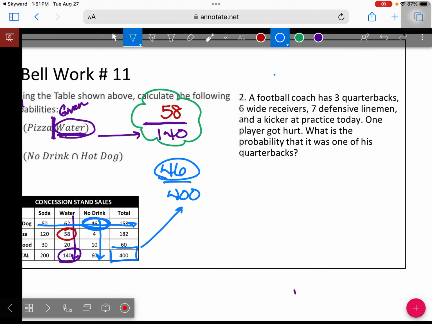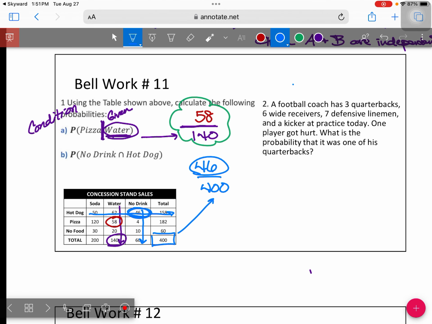All right. Number 2, a football coach has 3 quarterbacks, 6 wide receivers, 7 defensive linemen, and a kicker at practice today. One player got hurt. What is the probability that it was one of the quarterbacks? 3%. We usually deal with fractions, although 3% would be a probability. 3 out of 16. How'd you get 16?